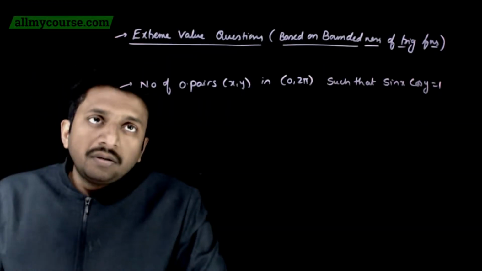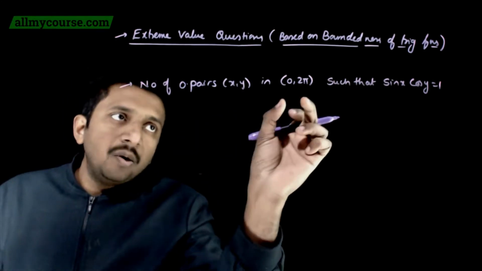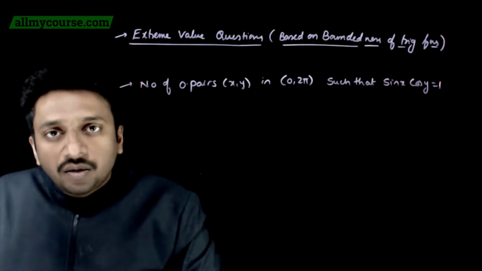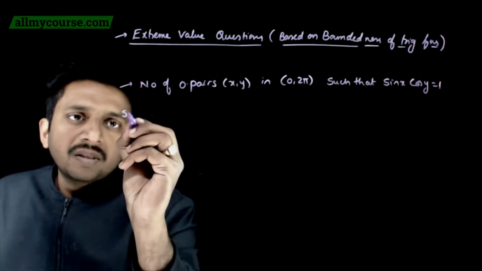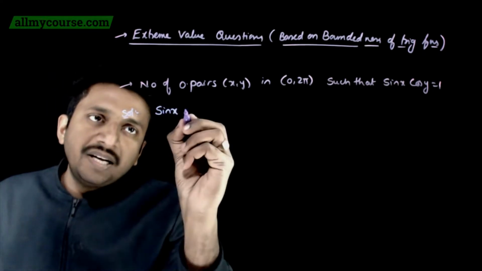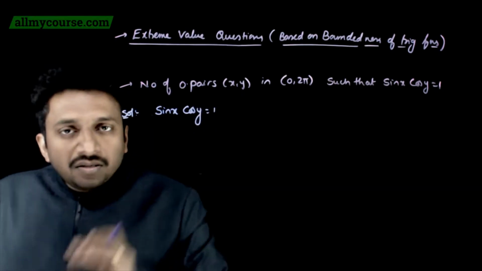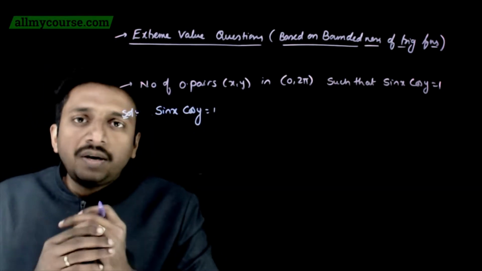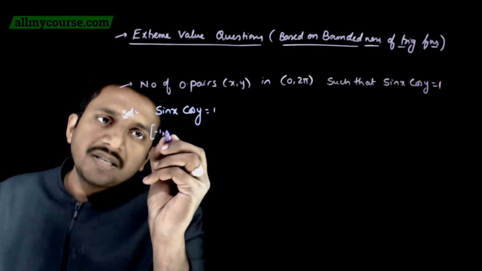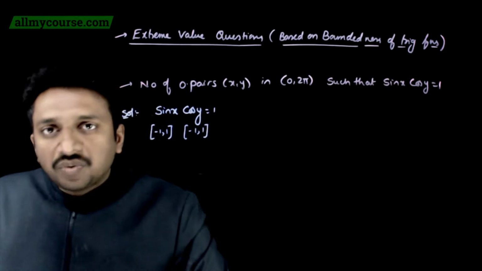So in this question, you're asked to find the number of ordered pairs x comma y in open 0 to 2 pi such that sin x into cos y is equal to 1. So the equation that needs to be satisfied is sin x times cos y is equal to 1. This is also a question based on the boundedness property of sin and cos. We know that sin always lies between -1 and +1 and cos always lies between -1 and +1.